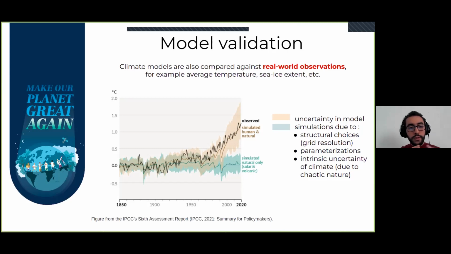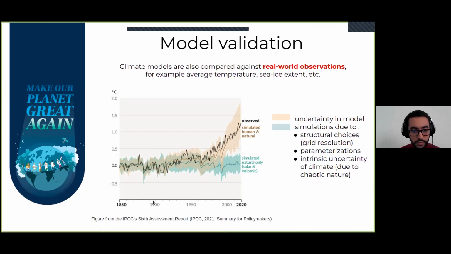So the climate modelers run the climate model, and then they calculate some kind of metrics and they compare them against the observations they have about this system. For example, average temperature, sea ice extent, etc.